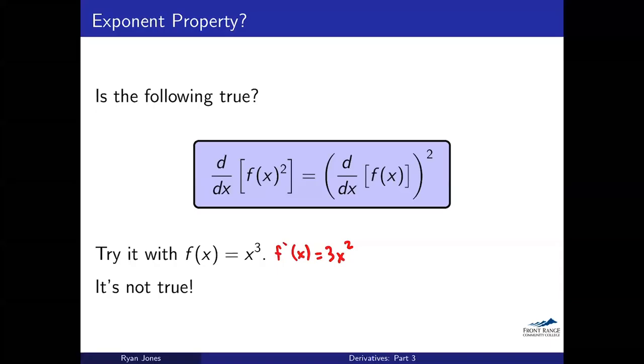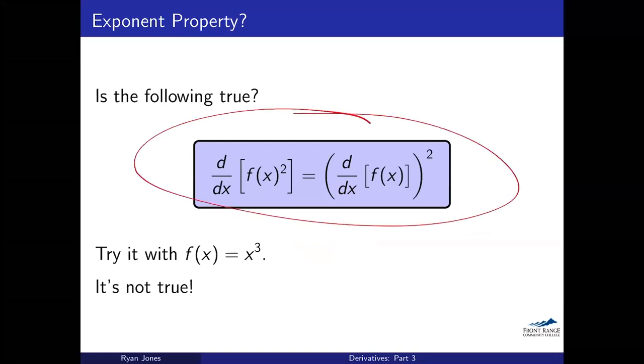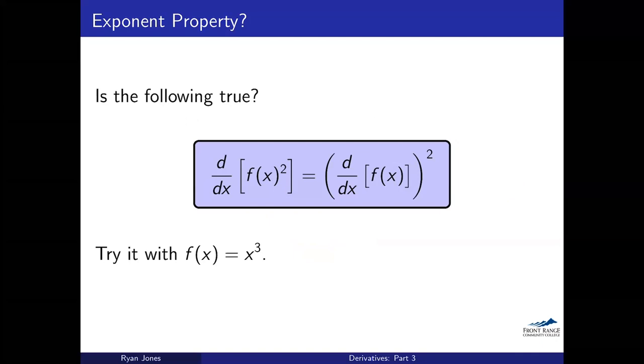So we can just say that in general, this sort of idea, this exponent property, if you wanted to call it that, it doesn't actually work. It's not actually a property. You can't square a function and then take a derivative and have that be the same as taking a derivative and then squaring the function. So that's going to kind of wrap up derivatives with their notation, properties of derivatives, as well as the constant and the power rules.